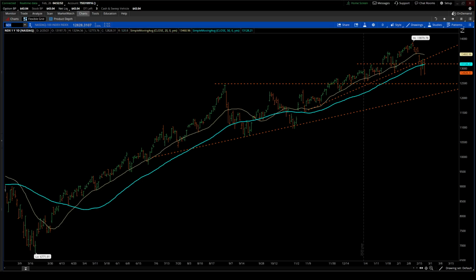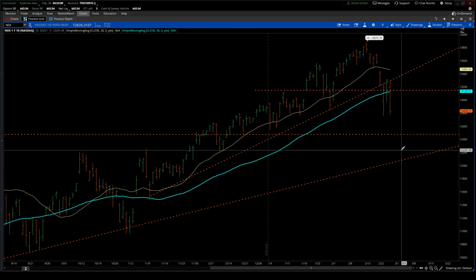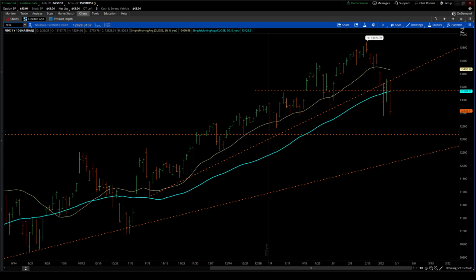Morning traders, it is 4:52 Pacific time, and I'm here to talk about the Nasdaq 100 index and Nasdaq futures. I just pulled up a daily chart to start with of the NDX, and I wanted to show you a couple of things that are happening. So, big picture, we've had a healthy retracement so far.